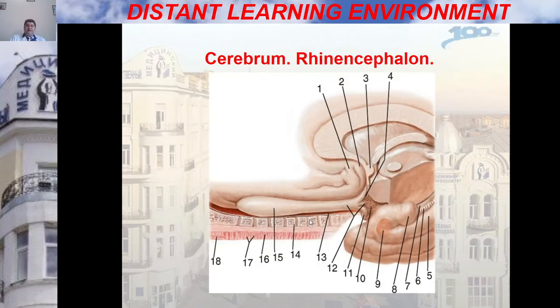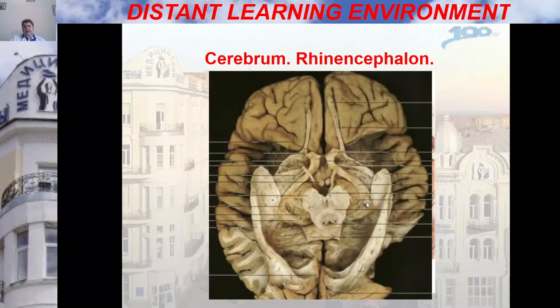And next you may see these parts here too. You may see the olfactory bulb, olfactory tract, olfactory triangles here, the lateral and medial stria, olfactory tubercle, and anterior perforated substance. Also you may see these parts on this preparation.